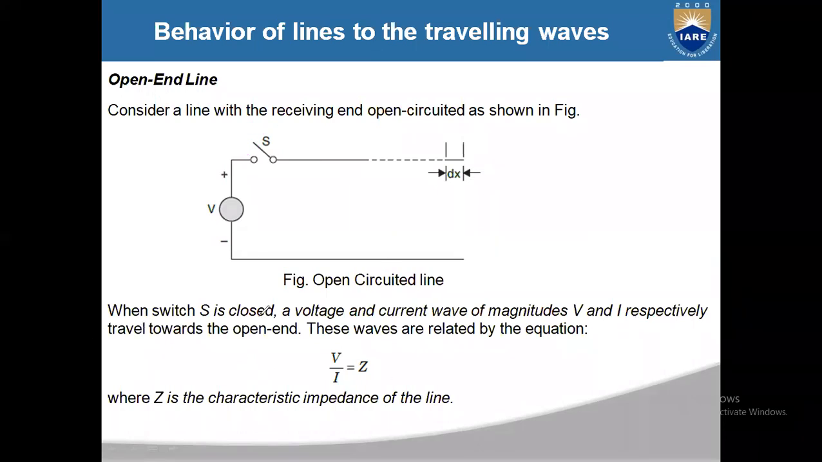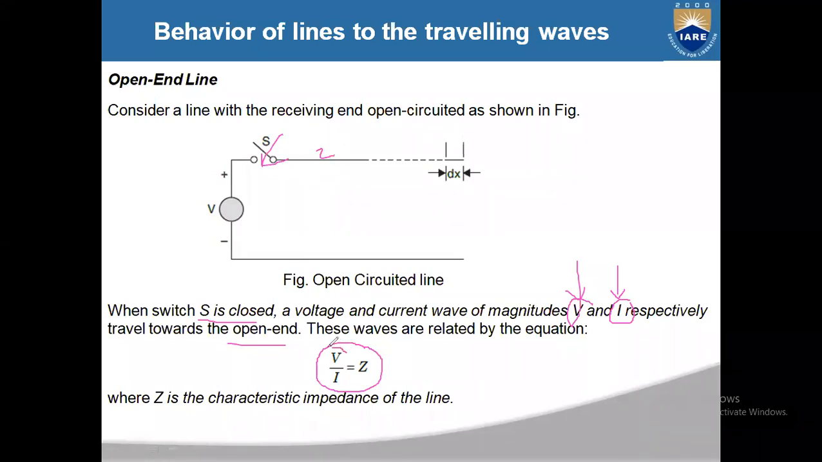Right, whenever a switch S is closed, voltage and current waves having the magnitudes V and I respectively will travel towards the open end. These voltage and current waves will be related by one relation, which can be written as V by I is equal to Z. Here Z is the characteristic impedance of the transmission line.